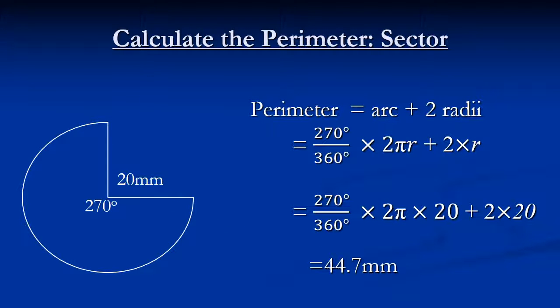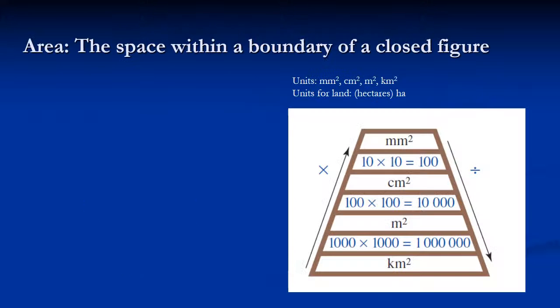Now with the sector, remember we have to add those 2 radii and that proportion of the circumference. We call that partial circumference an arc. So in this case, there's 270 degrees of 360 degrees of a circle. So there's our proportion fraction. And then we're going to multiply it by 2 pi r and add the 2 radii on. And so we'll just substitute in now. So 270 over 360 times 2 pi times 20 plus another 40. That should give you 44.7 millimeters.